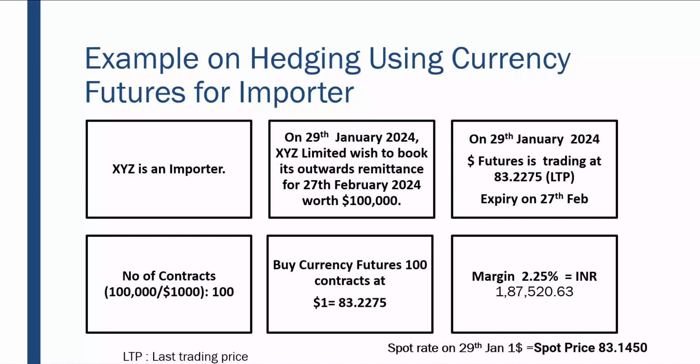I bought the dollars at what price? 83.2275. Somebody has promised that he is going to sell the dollar at 83.2275. Maybe he is an exporter who needs money, or he can be a speculator. I don't know what his business is. So we have entered into a contract. In the first case I was going to the bank. Now I'm going to a stock exchange. There is an unknown person on the other side of the screen, and I'm buying dollars from him.